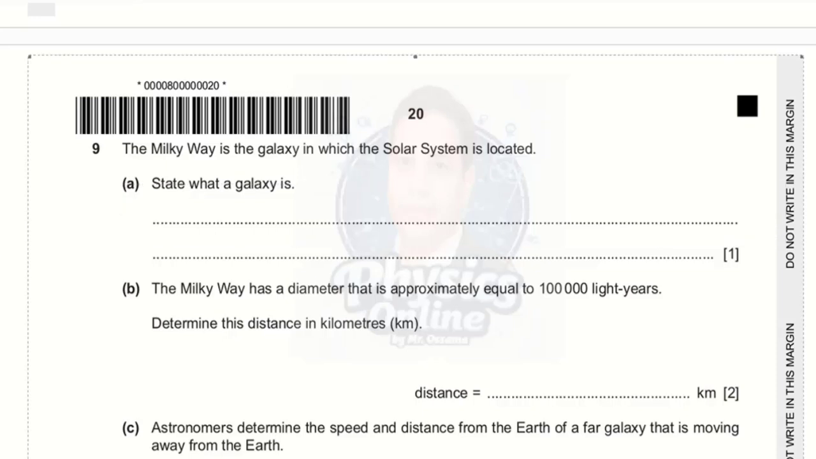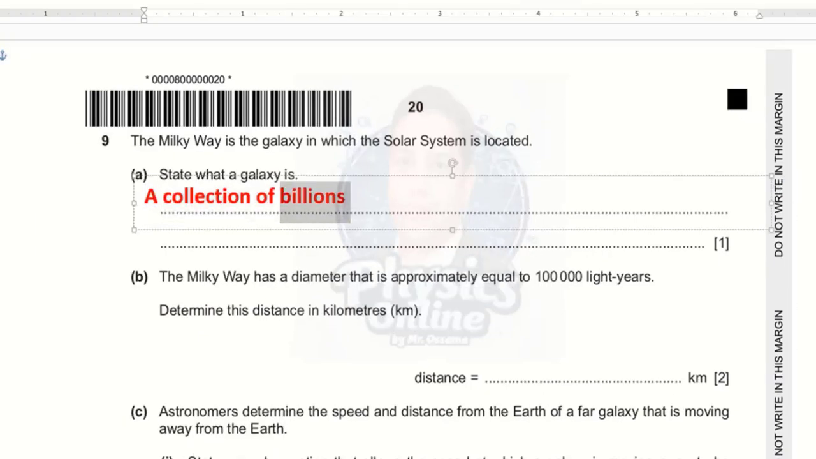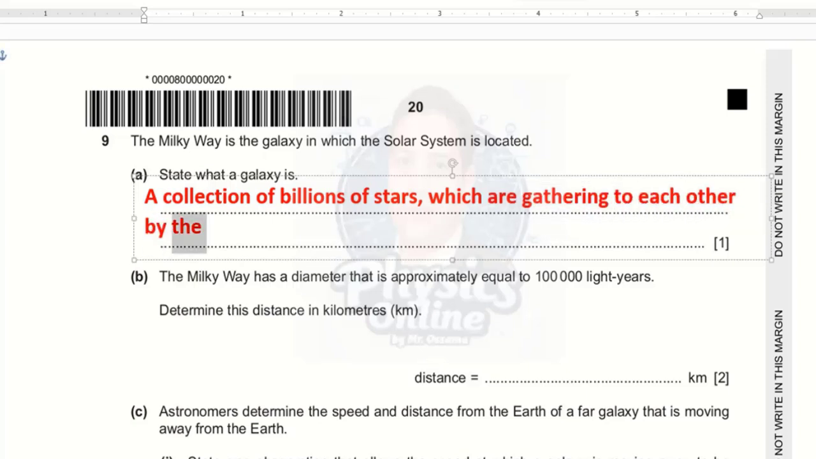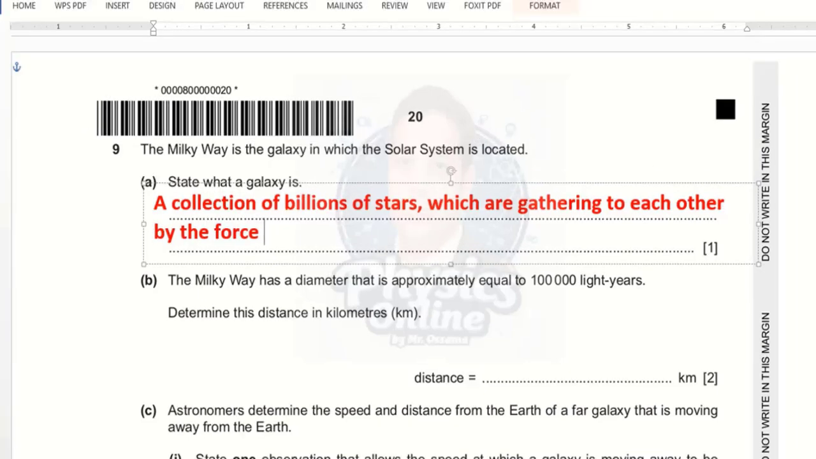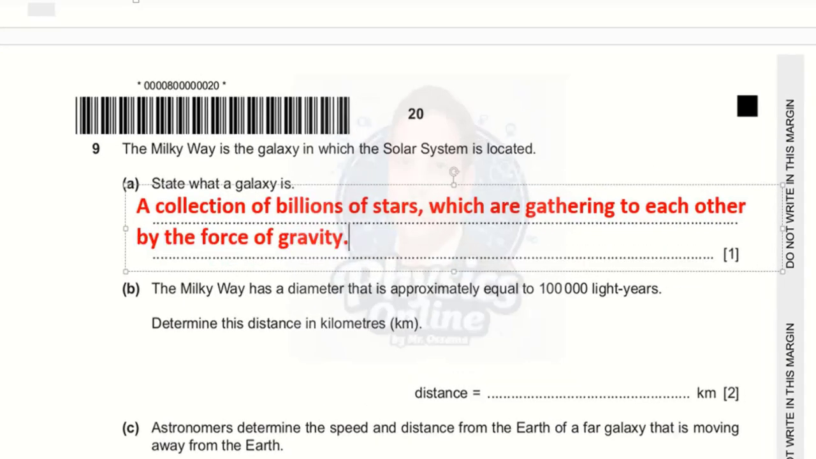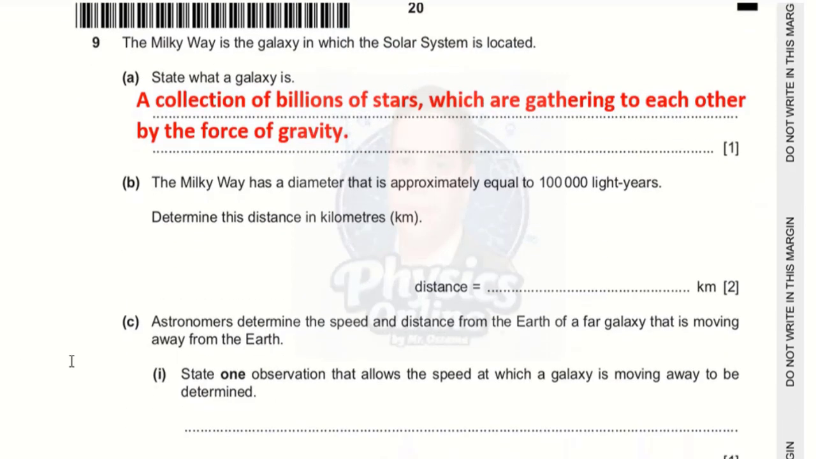The Milky Way is the galaxy in which the solar system is located. State what a galaxy is. A collection of billions of stars which are held together by the force of attraction. The Milky Way has a diameter that is approximately equal to 100,000 light years. Determine the distance in kilometers.